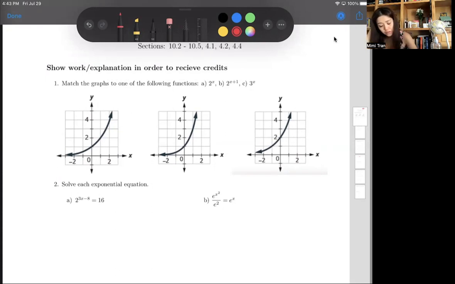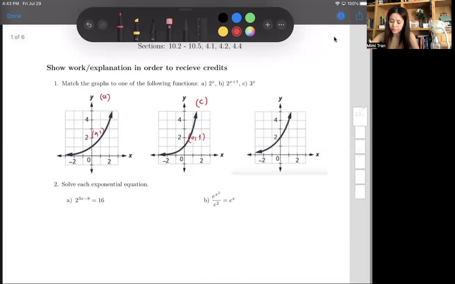So if you compare 2 to the x and 3 to the x, see which function goes faster. The faster one would have the bigger base, which is 3 to the x, right? So I see the functions that go through (0, 1) out of the three pictures are the first one and the second one. It looks like the first one grows slower than the second one. They both go through (0, 1), but the second one grows faster, so it must be 3 to the x. So the first one should be 2 to the x.